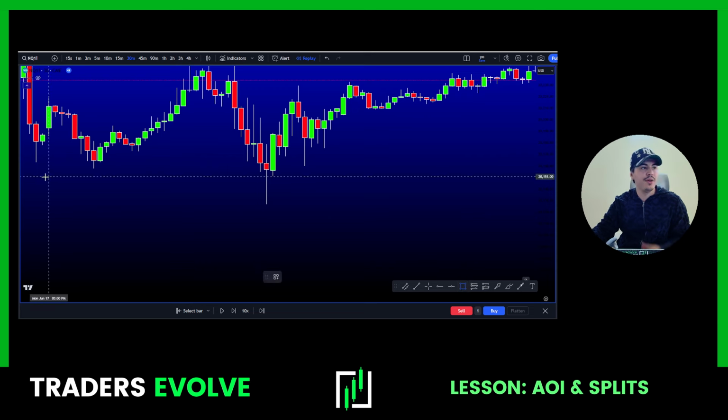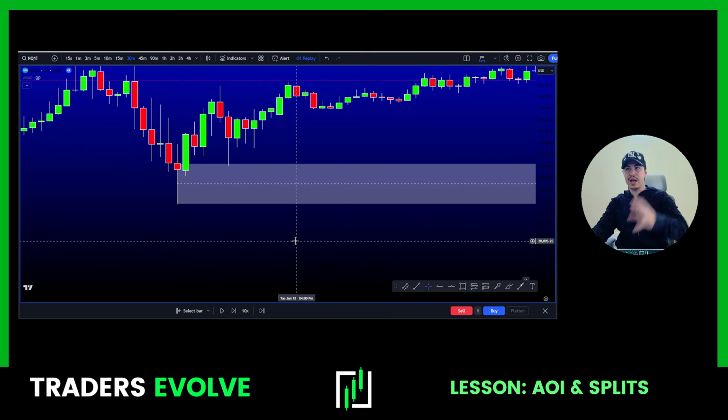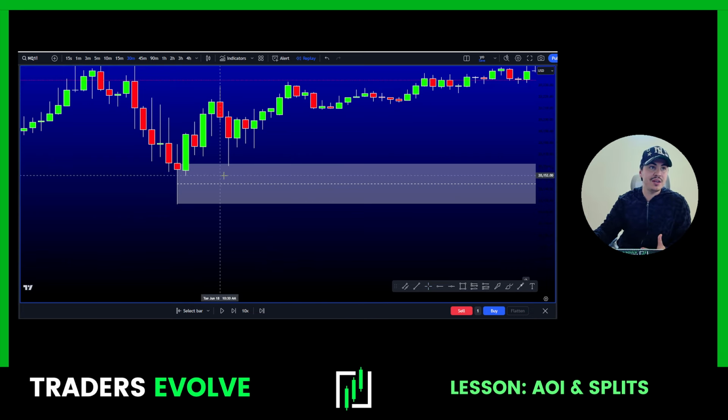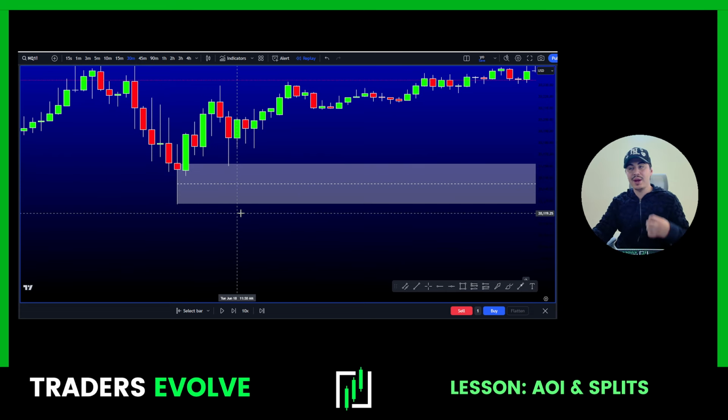So for example, here, we take a look at this 30 minute and we have a 30 minute zone here, okay? Now, obviously, we fully understand that when we have a zone, we want the zone to be a lot smaller, okay? Because we don't wanna be trading, for example, we have our 50% level, we have the top of the zone, and we have the bottom of the zone.